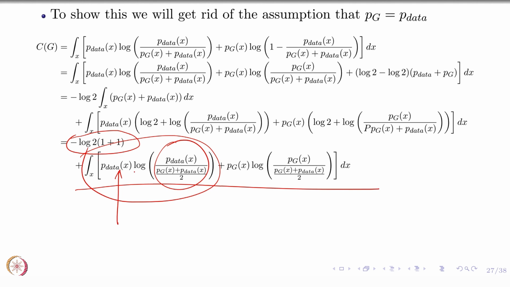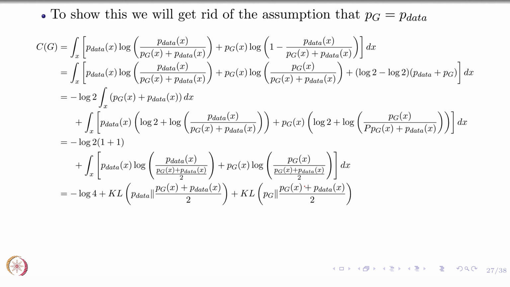Distribution. What does this term look like? KL divergence between P data and the term inside the bracket. And what about this? KL divergence between PG and the term inside the bracket. Everyone gets that? So you can just think of this as P and this as Q. So you have integral P log P by Q and integral Q log Q by P or whatever, right? So you can just write it as some KL divergence. So it's actually the KL divergence between P data and this other distribution.